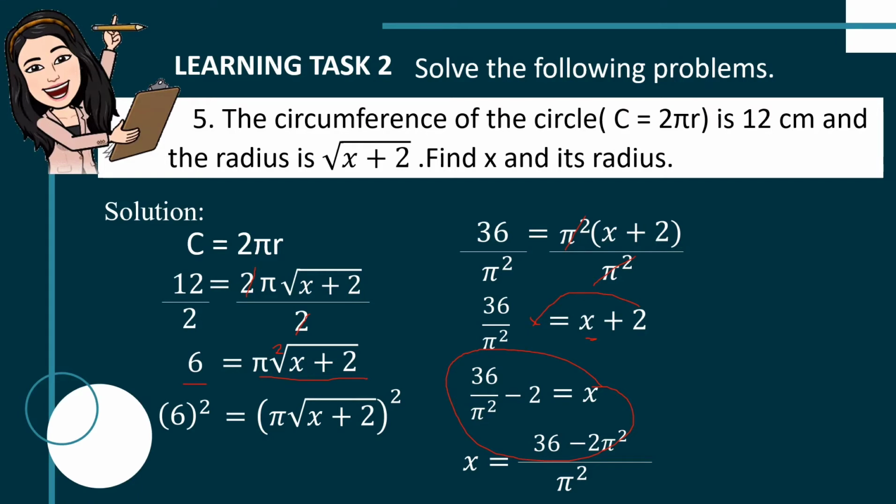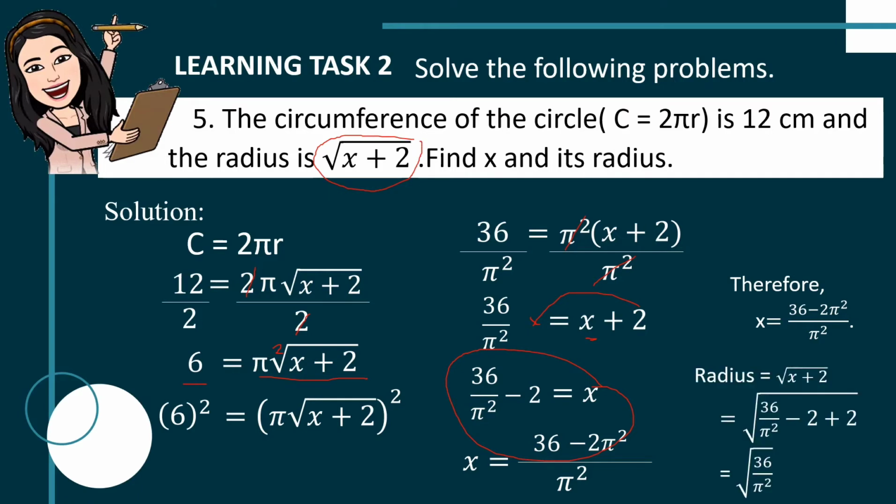Now, we are looking to find x. So, what is the value of x? Okay, we have 36 minus 2 pi squared over pi squared. How about its radius? Since our radius is equivalent to the square root of x plus 2, therefore this will be our answer. The radius is equal to the square root of x plus 2. By substituting the value of x, what is the value of x?